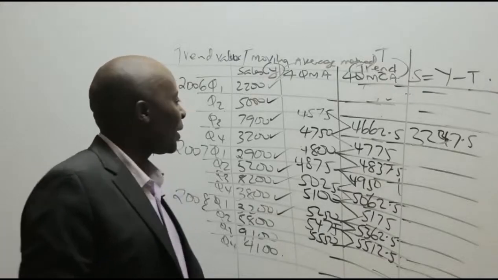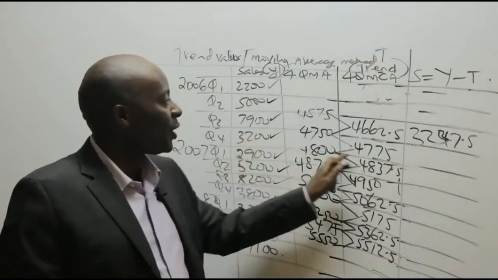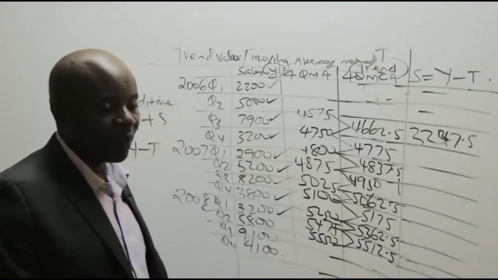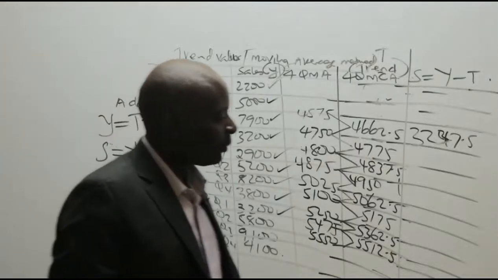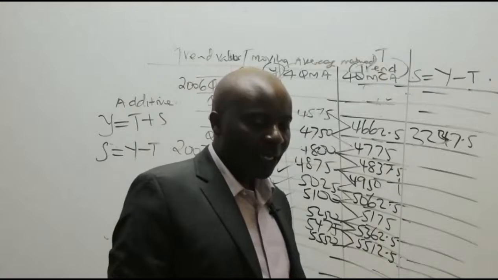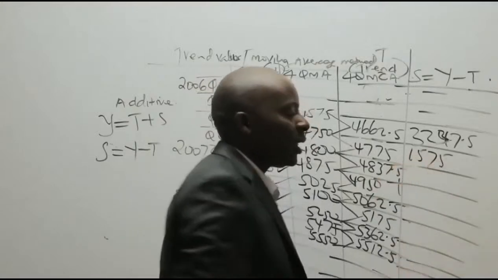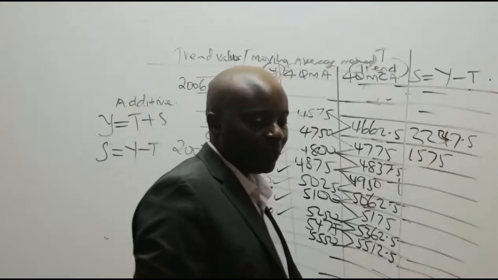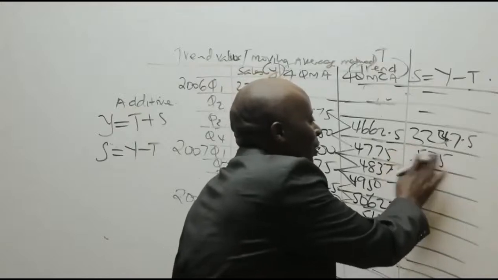The second parameter is 3,200, the y, vis-a-vis the trend of 47.75, which will end up giving us 15.75. Is it negative or positive? Negative. Thank you very much.